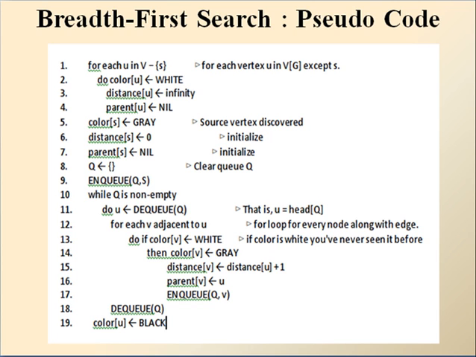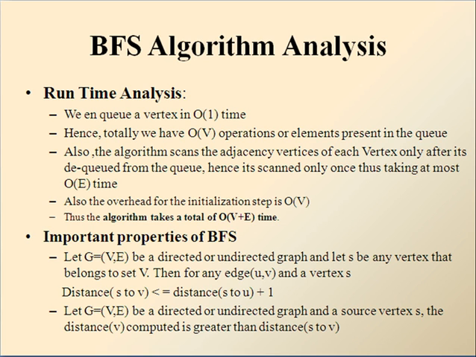So this is the pseudocode for the breadth first search. Next, analysis. The runtime. We enqueue a vertex in O(1) time. Adding the vertex to the queue doesn't take much time. Hence, in total we have O(V) operations, or elements present in the queue. Also, the algorithm scans the adjacency list of each vertex only after it is dequeued from the queue. Hence, it is scanned only once, thus taking at most O(E) time.